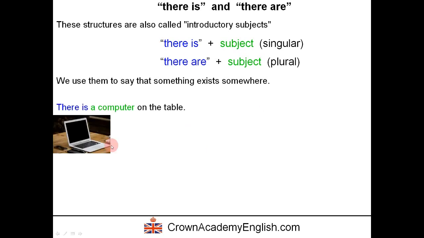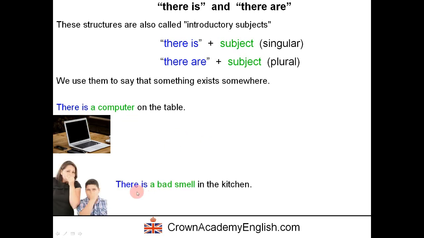So, example, there is a computer on the table. So we are saying that something exists somewhere. We're saying that a computer exists and it is on the table. Okay? And it's singular. There is a bad smell in the kitchen. So again, this is singular because the smell is singular. And so we're saying that a bad smell exists in the kitchen.